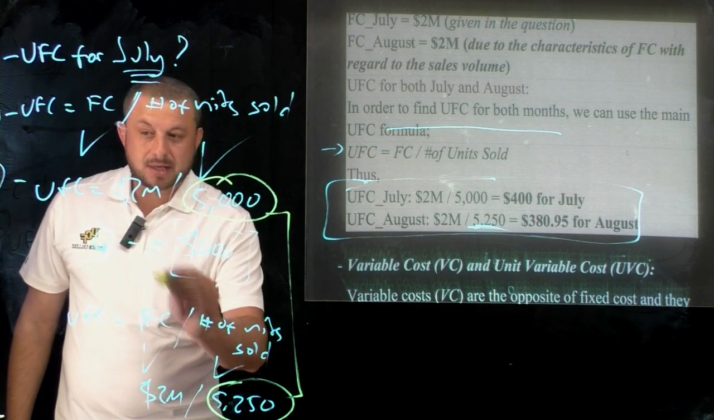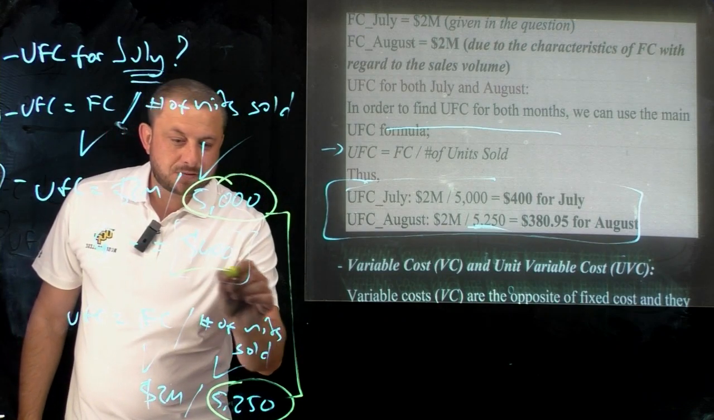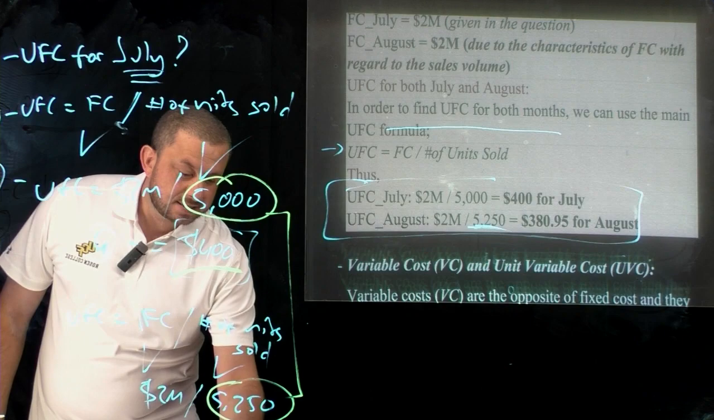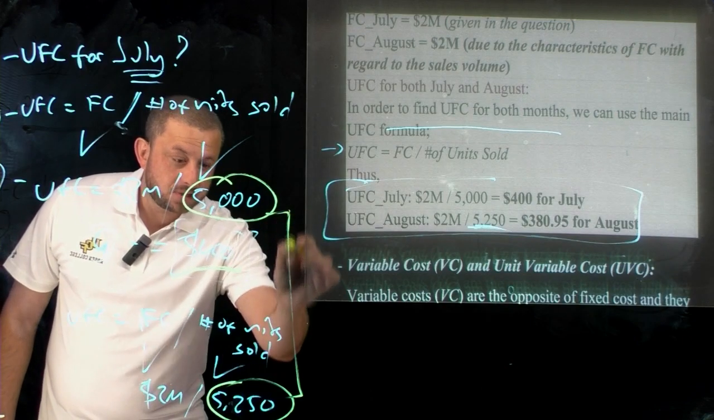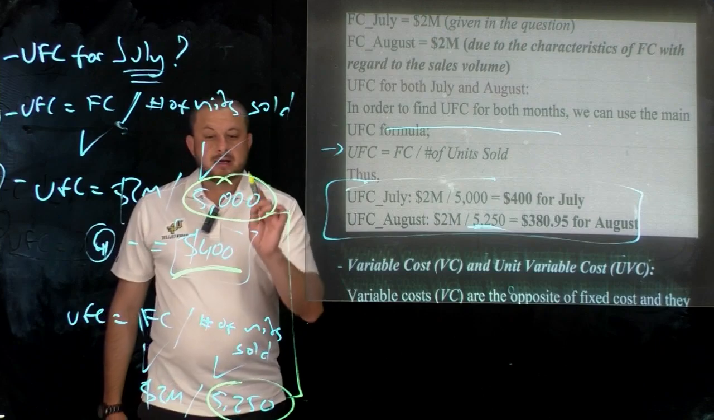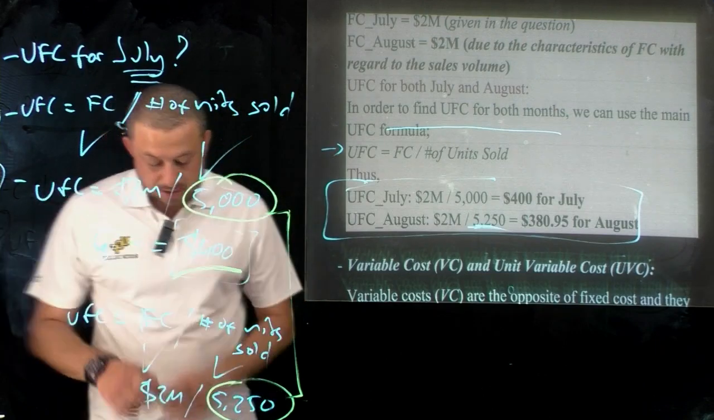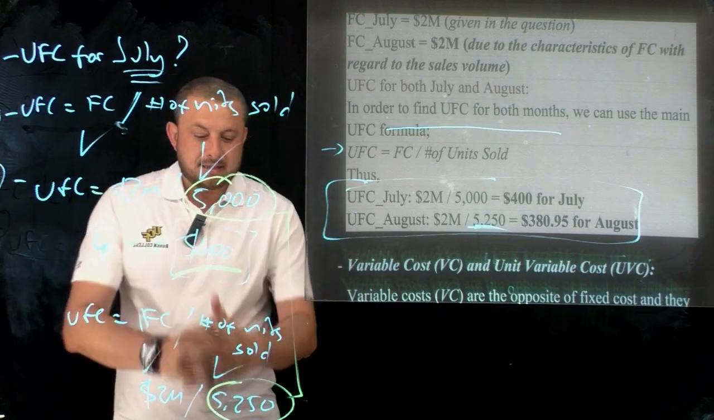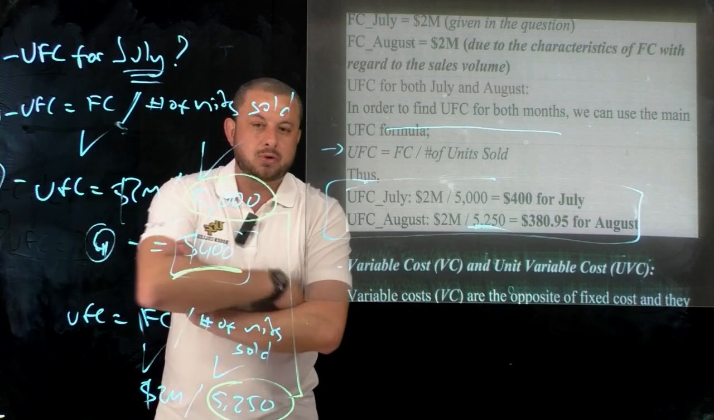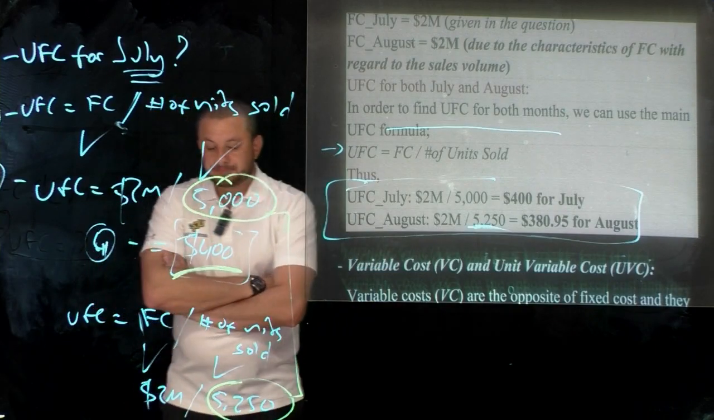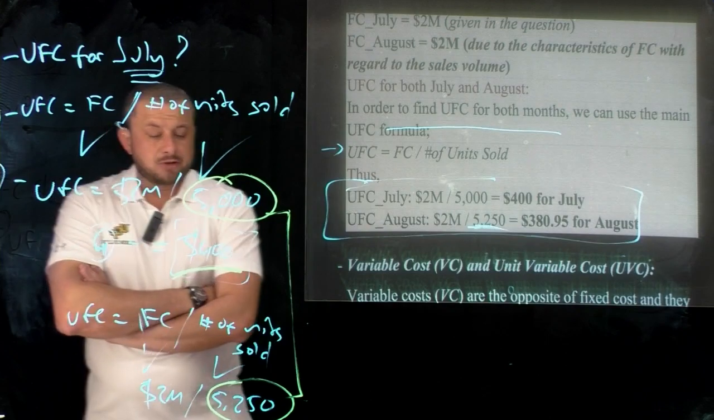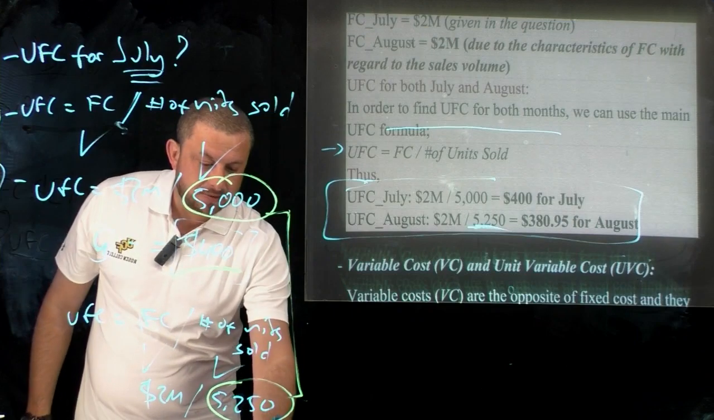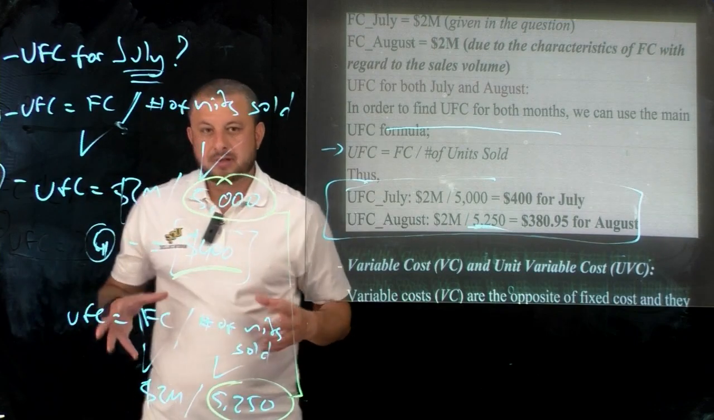So this is the proof that, take a look at the UFCs. This is the proof that UFC in July was $400, but now it is $380.95 because of the increased sales. Okay, guys. This is the proof that shows and confirms the notion that we just learned, and this example shows the relationship of fixed cost and UFC in respect to changing sales volume, guys. Okay. One more thing I would like to mention. You can see 2 decimal points over here, and this is important information.